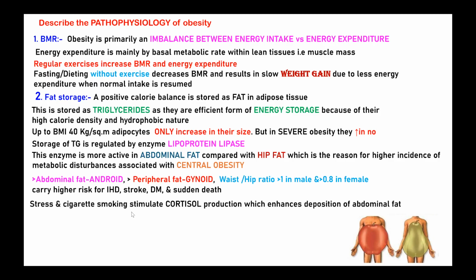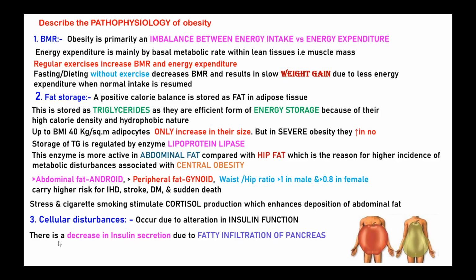Stress and cigarette smoking stimulate cortisol production, which enhances deposition of abdominal fat. Coming to the third factor in pathophysiology, cellular disturbances occur due to alteration of insulin function. There is decreased insulin secretion due to fatty infiltration of the pancreas. This is the number one reason for insulin diabetes mellitus. And there is an increase in adipocytes leading to increased resistance.